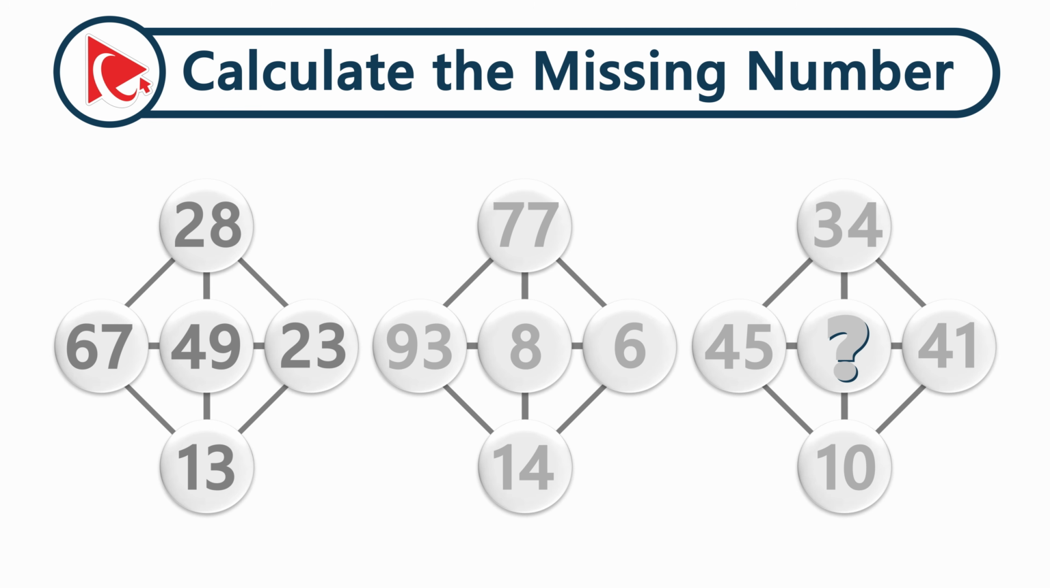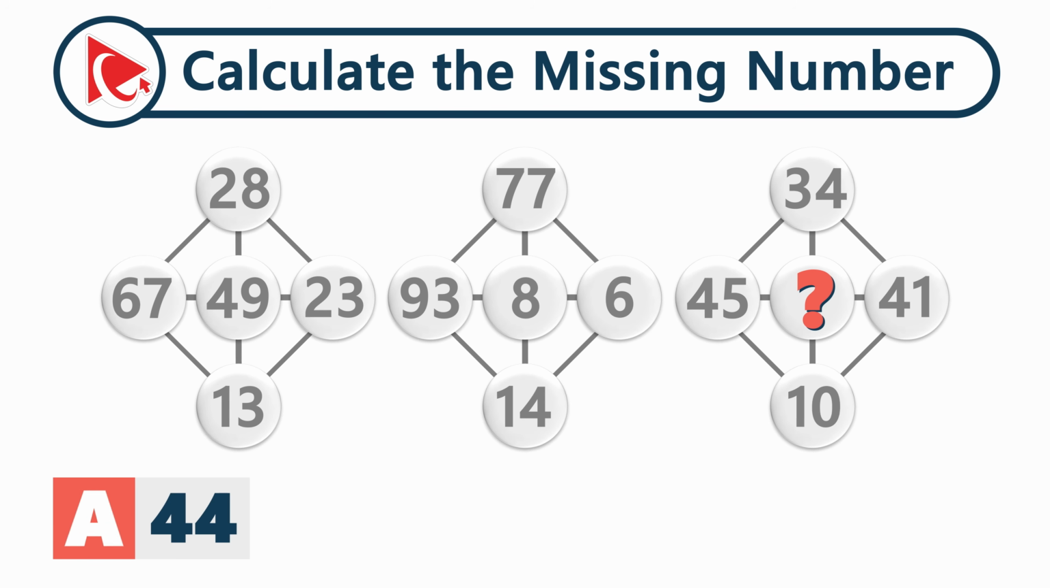The second shape has numbers 77, 6, 14, 93, and then number 8 in the middle. And then comes the third shape, third rough diamond. It has numbers 34, 41, 10, 45. And then comes the missing number, which you can actually calculate. And once calculated, you can select it out of 4 possible choices.